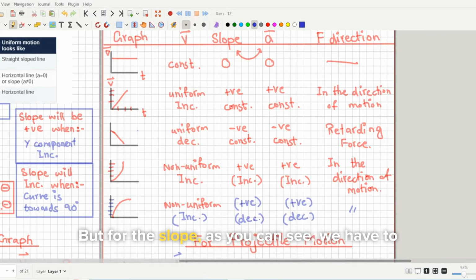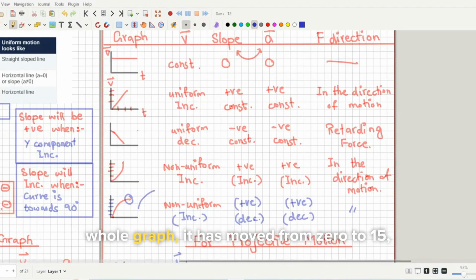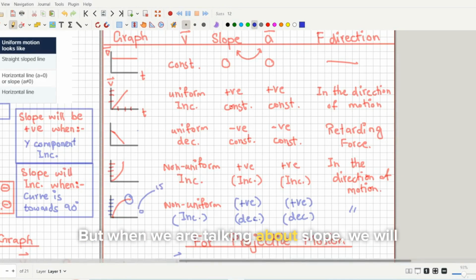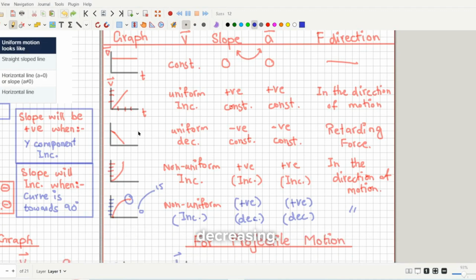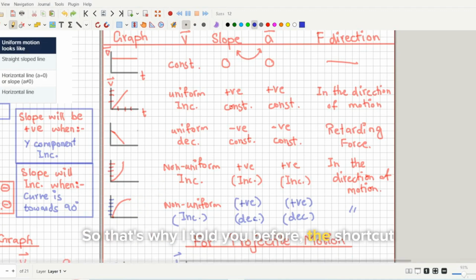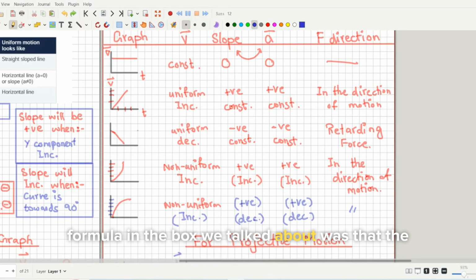But for the slope, as you can see, we have to see the slope at a specific point, not the whole graph here. Like, if you see the whole graph, it has moved from 0 to 15, right? But when we are talking about slope, we will talk about a specific point here, and at that specific point the slope is decreasing. So that's why I told you before, the shortcut formula in the books we talked about was that if the curve is toward 90 degree and away from 90 degree, it will tell you about slope. It will not tell you about what is happening in the total motion.